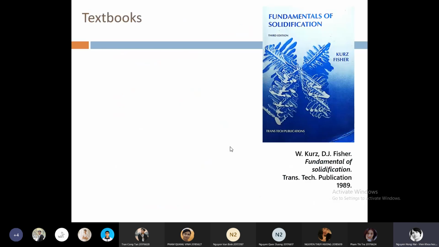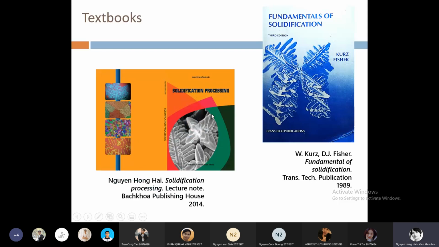And the main textbook is a very good book, Fundamentals of Solidification. The author is Kurz and Fisher. You can find it maybe on the internet. And you can also find my book, Solidification Processing. Okay, it's a main textbook.